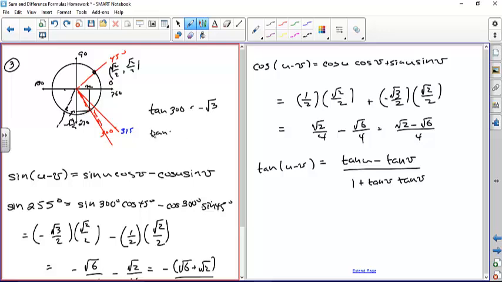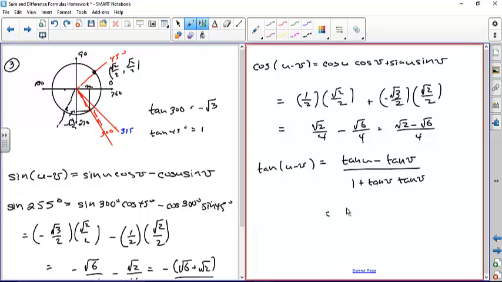And the tangent of 45 degrees is 1 because both the sine and the cosine are the same, and they're both the same sign. So the tangent of u is minus the square root of 3, minus the tangent of v, which is 1.